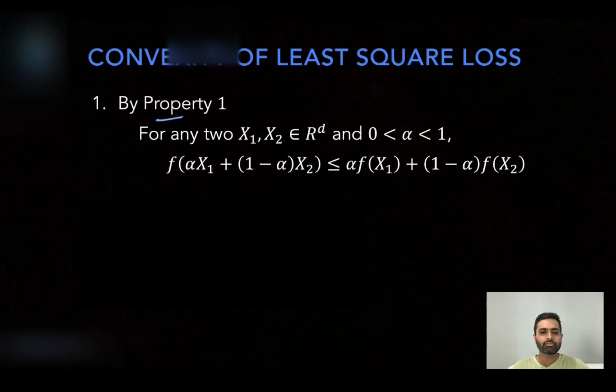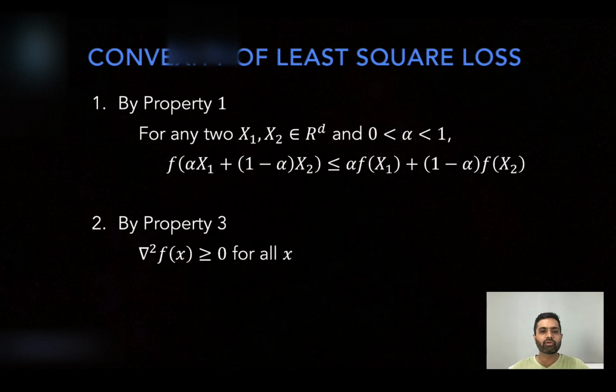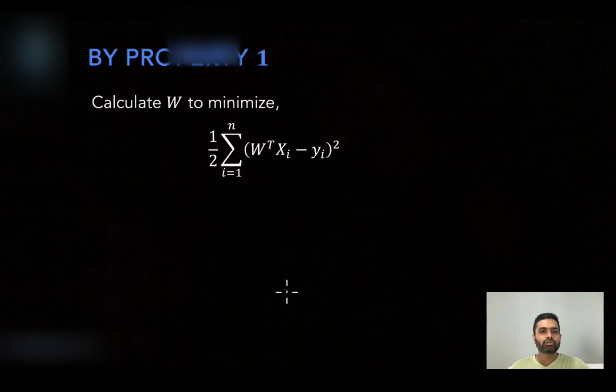So this is property 1, and we will also see the convexity proof by property 3, which says that the Hessian of this particular least square loss function is positive semi-definite. So we will also see that proof in this lecture. Let's revise what the least square loss function was. If you remember, it was half times the sum over i equal to 1 to n of (w transpose xi minus yi) squared.